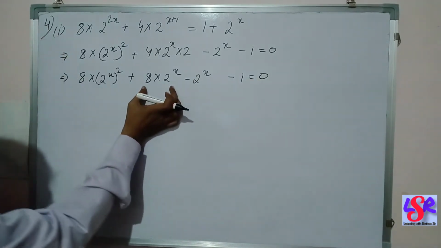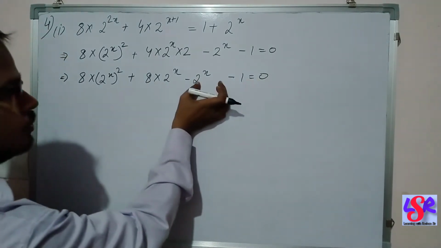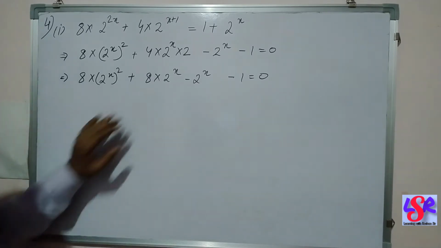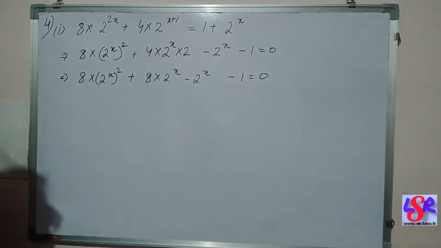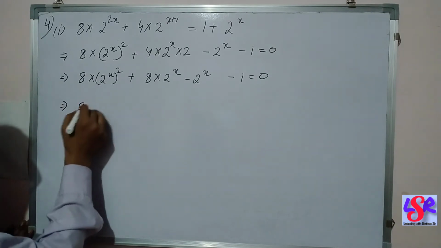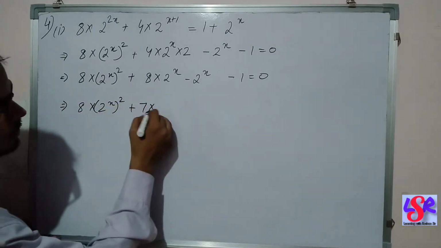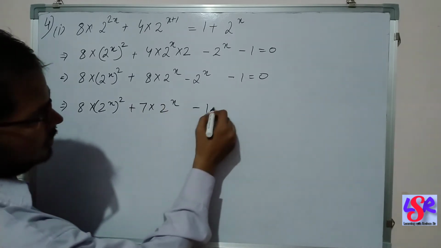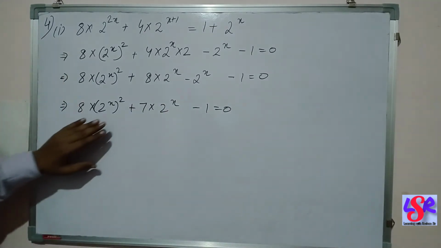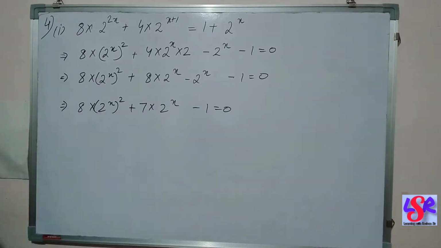Now, here we are having 8 into 2 to the power x minus 2x. So, on solving this, we'll be getting 7 into 2 to the power x. So, this will become 8 into (2 to the power x) whole square plus 7 into 2 to the power x minus 1 equals to 0. Now, we are going to suppose 2 to the power x as any other variable.